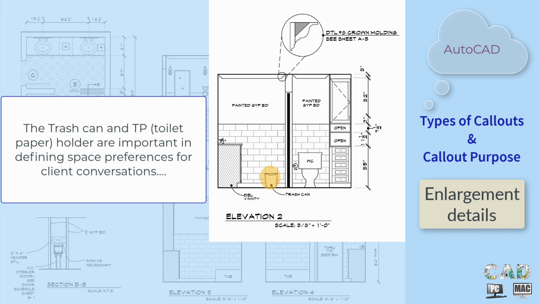We need to be able to show that a trash can is difficult to fit in the water closet enclosure. For example, the TP holder is shown on the right side of the water closet when the occupant is seated. These are relevant discussions to have with a client, and their preference for where the practical items are coordinated within the space is actually important to the design.